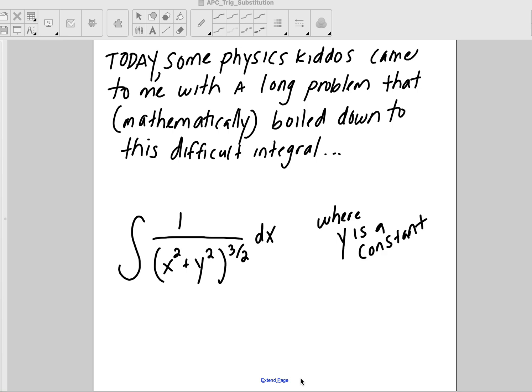Right, so today a bunch of Physics C kiddos came to me with a long problem that mathematically boiled down to this difficult integral, where y is a constant. This uses a skill called trig substitution, which is technically AP BC Calc, but doesn't really show up very much on the BC exam, so we don't spend a lot of time on it, and I'm going to walk you through how to do this difficult integral. Again, it is important to note here that y is a constant, so even though it looks like a variable, that is a number.